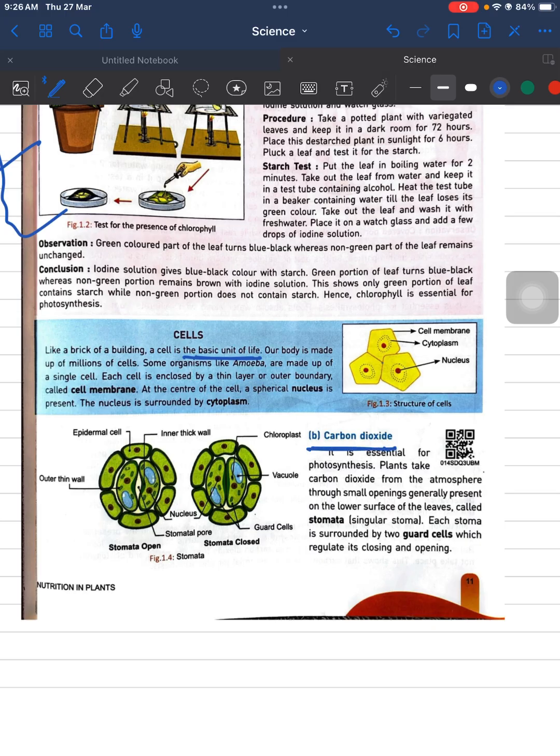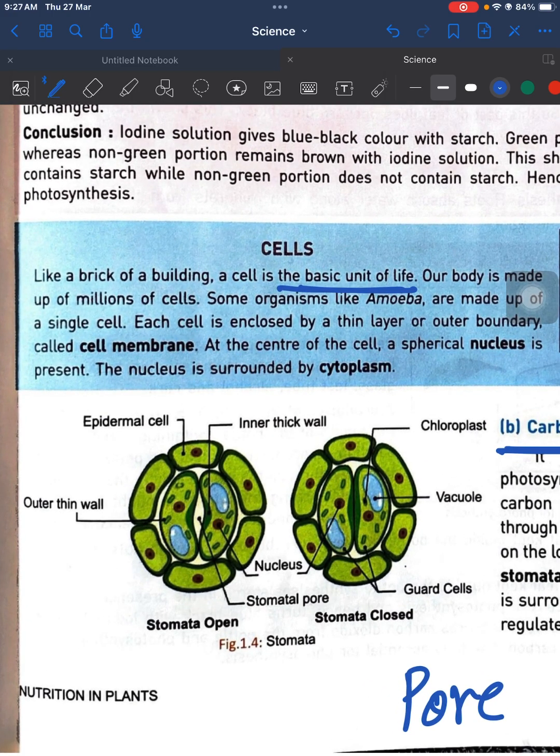Next component of photosynthesis is carbon dioxide. Basically, plants take the carbon dioxide from the atmosphere, but the carbon dioxide enters into the plant by a pore, and this pore is called stomata. Stomata is the plural and the singular is called stoma. So the structure of stomata is like this.